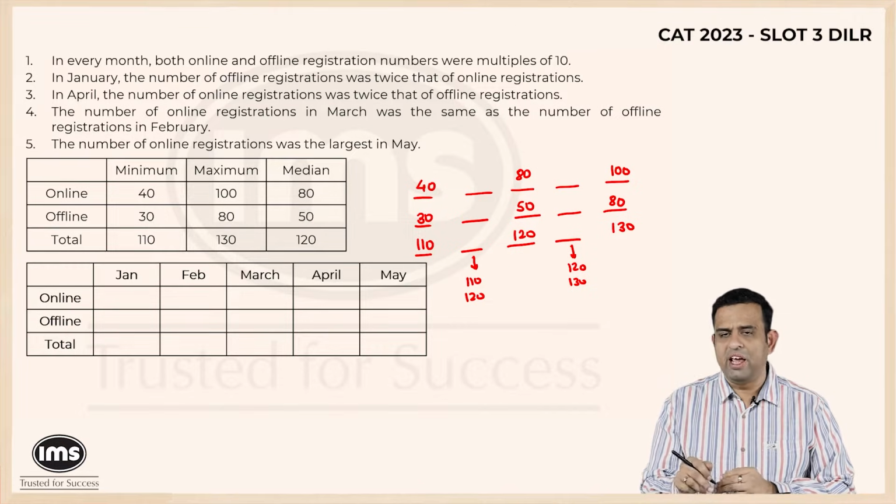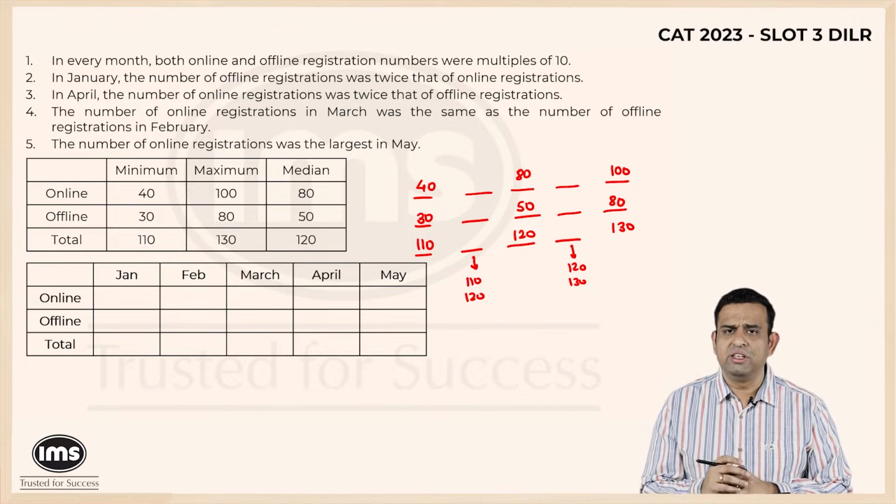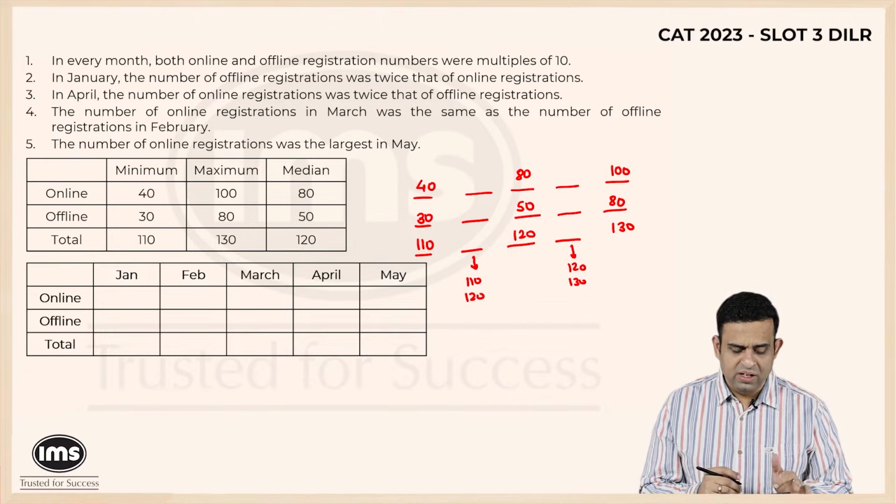So you can't have a number like 41 over here for any particular month. It has to be a multiple of 10. So point number 1 is clear. Let's look at point number 2.